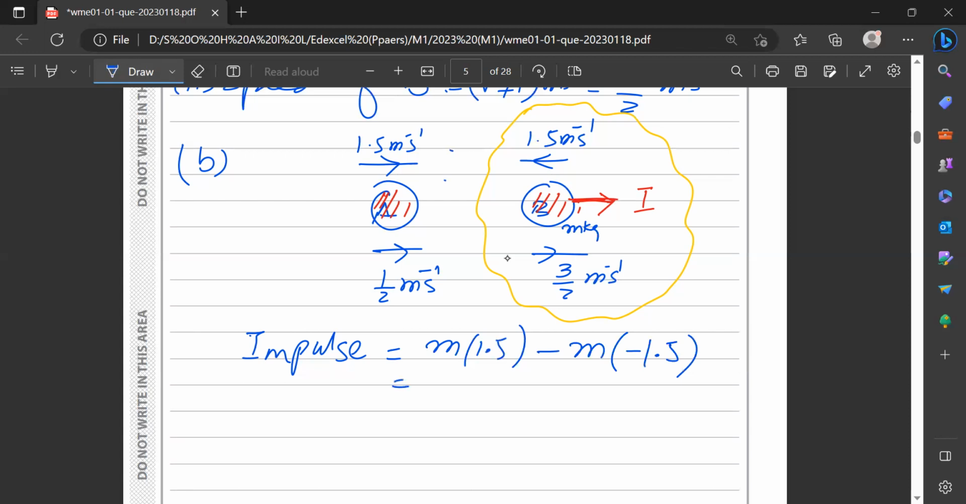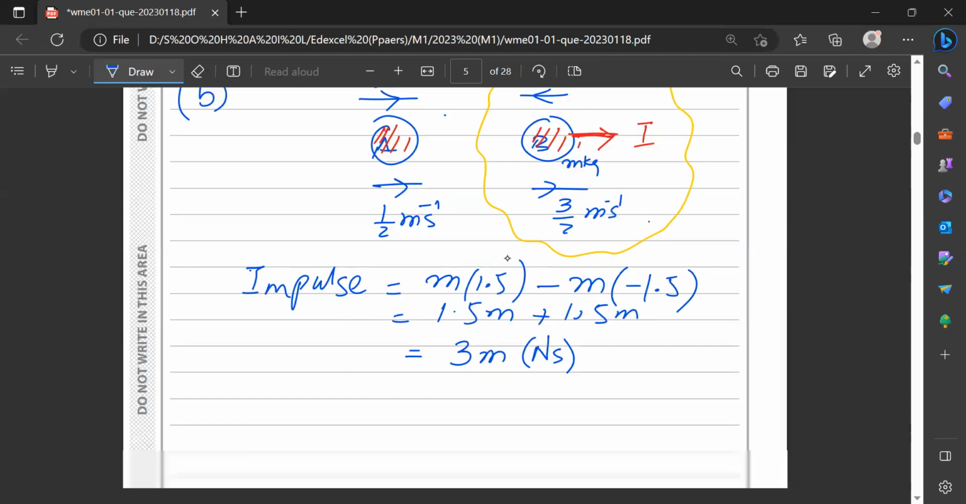Now, momentum after minus momentum before, impulse is the change of momentum. So this is after, this is before. The after momentum is in the direction of the impulse, because after the collision, the impulse is towards the right for particle B. So this is 1.5m plus 1.5m, which is 3m newton seconds, the unit for impulse. So impulse is 3m. This was question number 2.